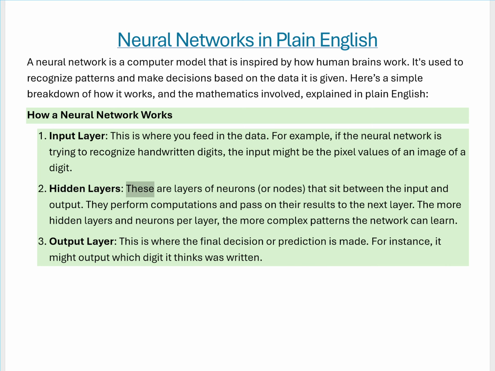Hidden layers. These are layers of neurons or nodes that sit between the input and output. They perform computations and pass on their results to the next layer. The more hidden layers and neurons per layer, the more complex patterns the network can learn. Output layer. This is where the final decision or prediction is made. For instance, it might output which digit it thinks was written.